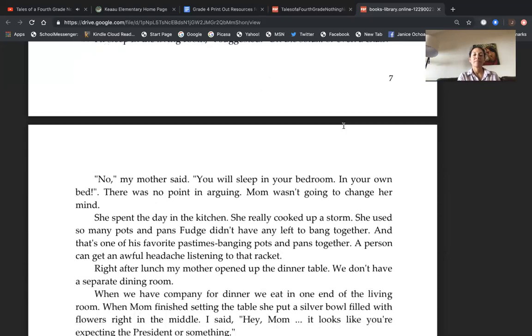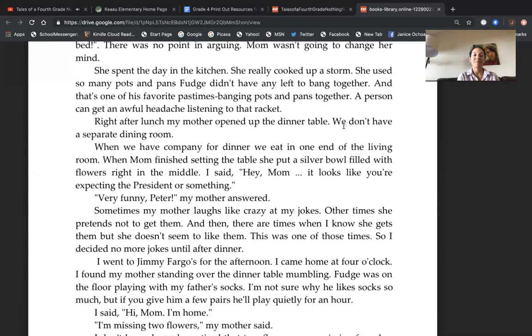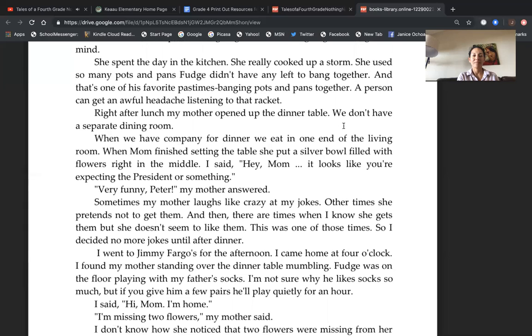She spent the day in the kitchen. She really cooked up a storm. She used so many pots and pans, Fudge didn't have any left to bang together. And that's one of his favorite pastimes, banging pots and pans together. A person can get an awful headache listening to that racket.